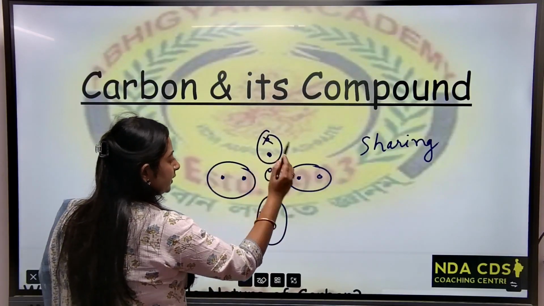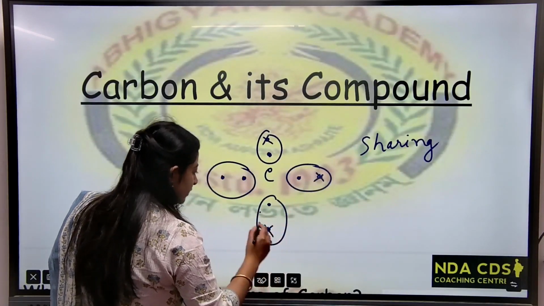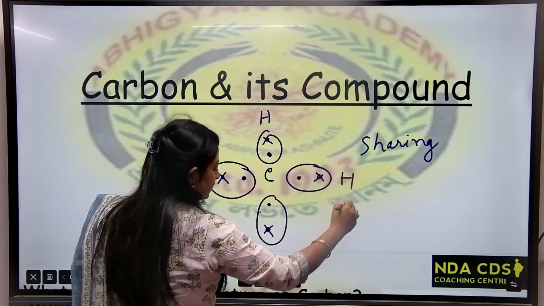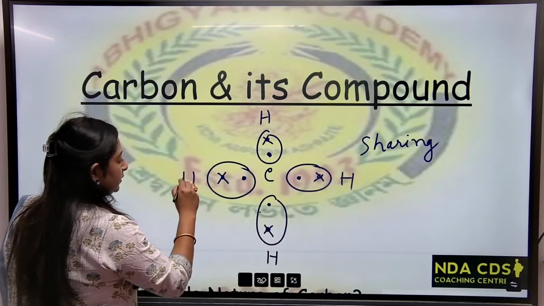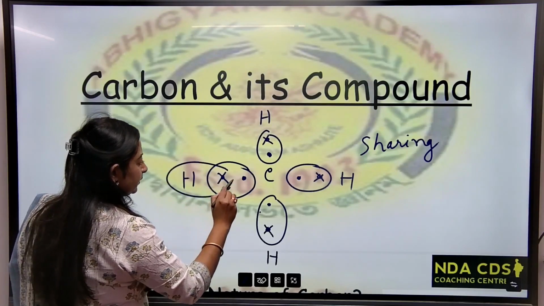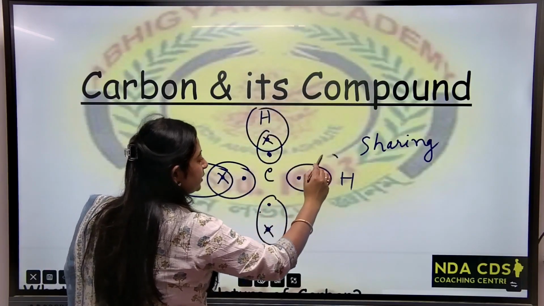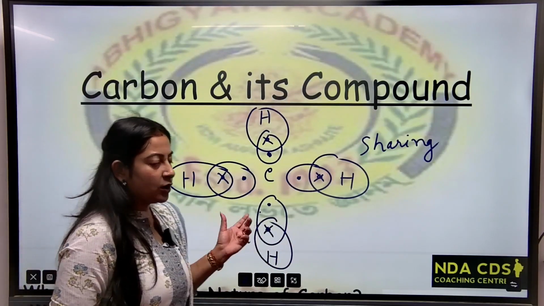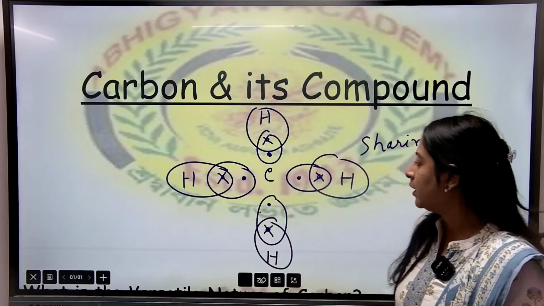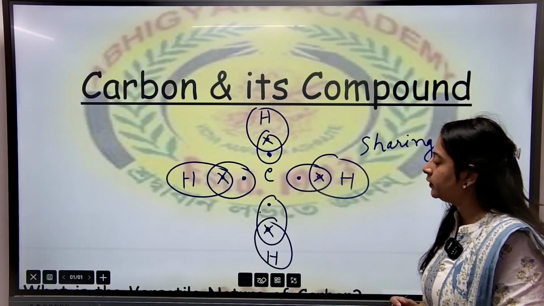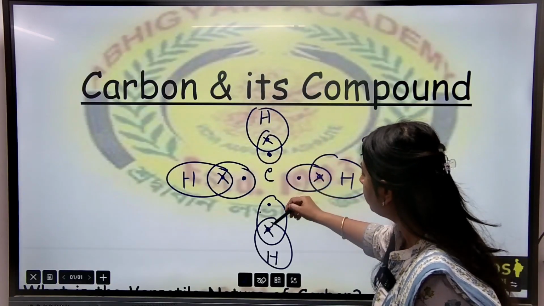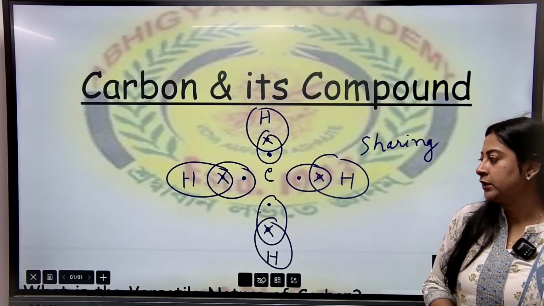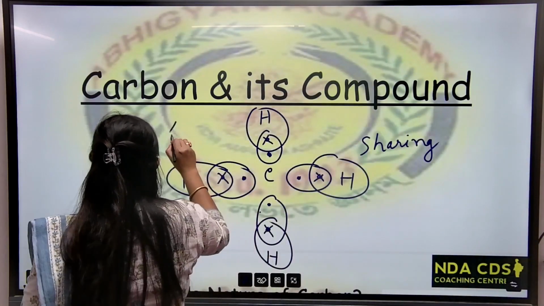This electron, let me represent this electron with some other sign. Okay, suppose these are electron of hydrogen. ये जो electron है, ये hydrogen के है. So it is simply sharing the electron of hydrogen. So likewise, it's completing its octet, because now towards carbon, how many contribution of electron are there? 1, 2, 3, 4, 5, 6, 7, 8. So in this way, carbon achieves its octet. So its valency will be 4.